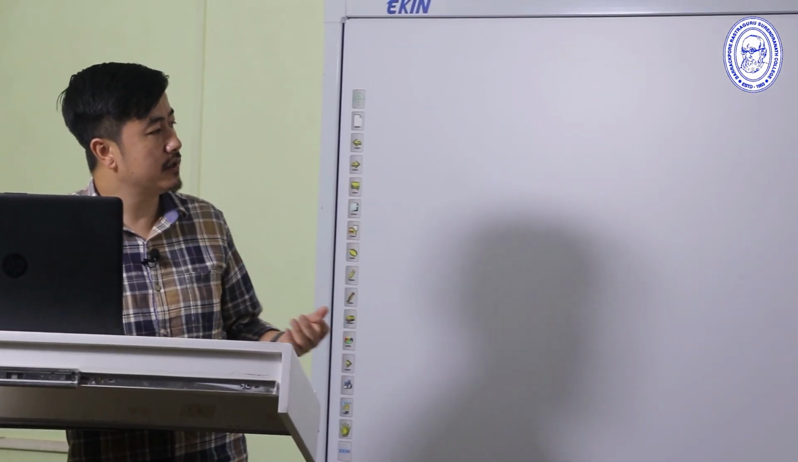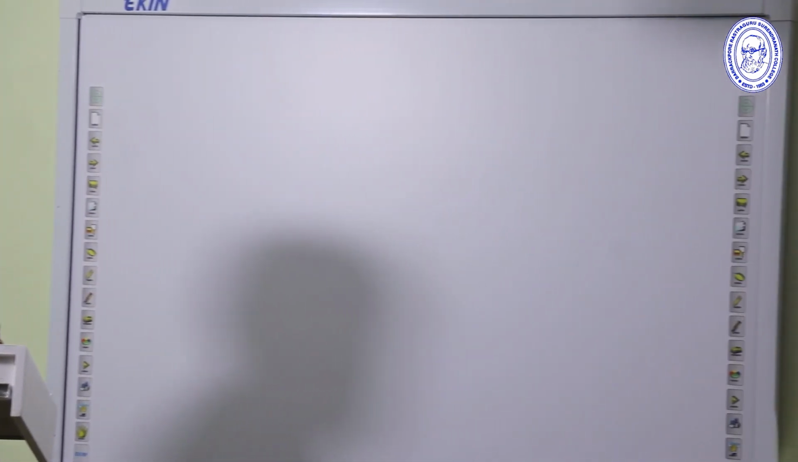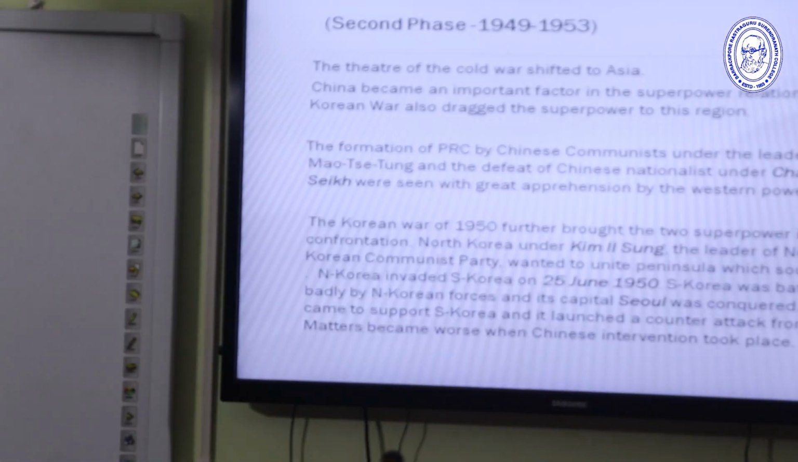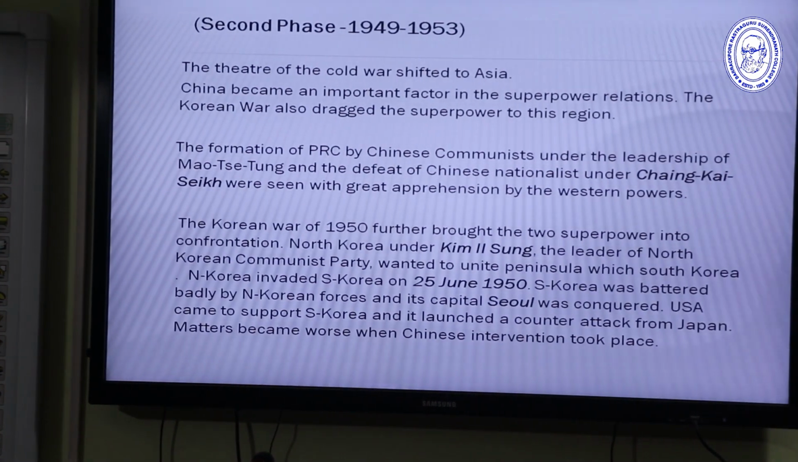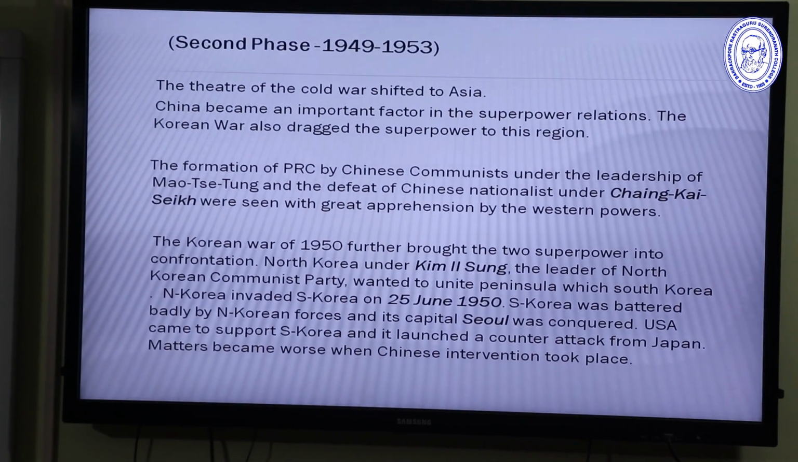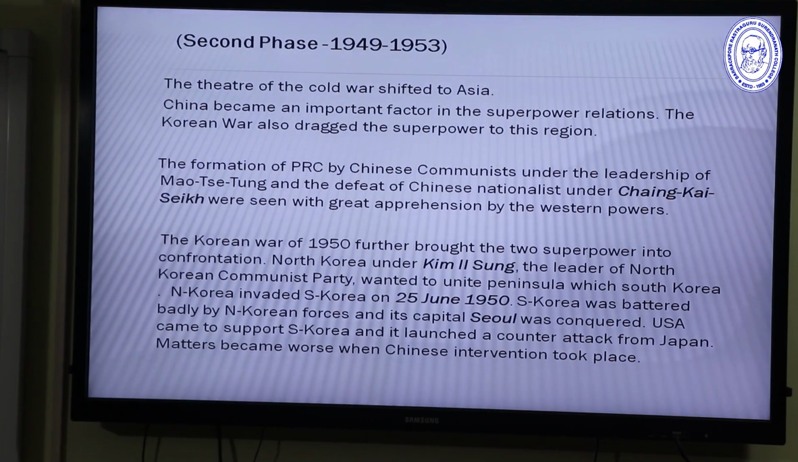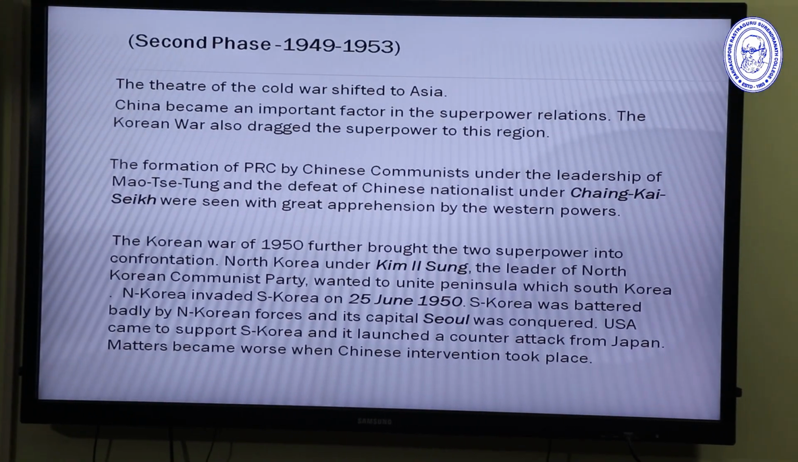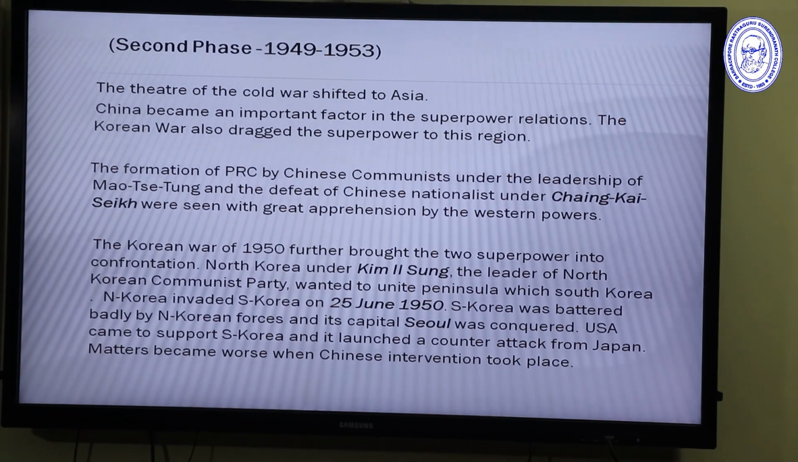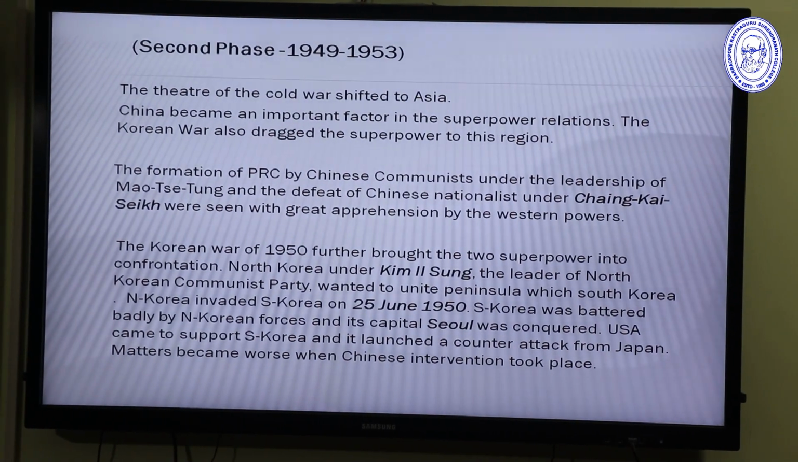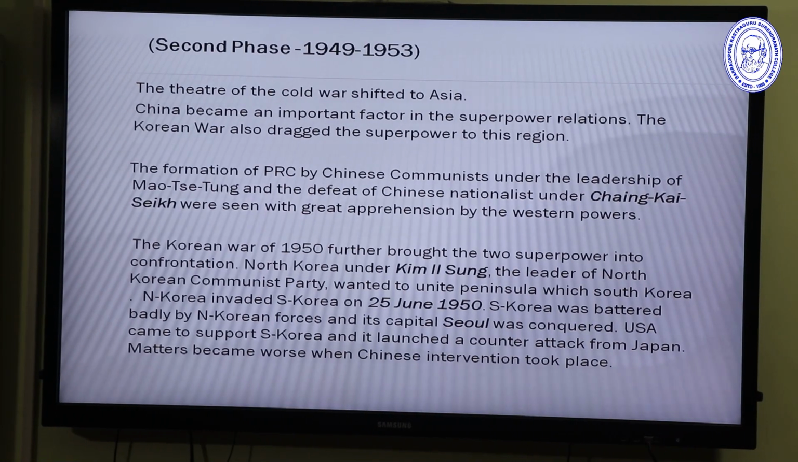Here it was not the United States of America versus the Soviet Union, rather it was the United States of America versus China, because China also became a communist country. And if you look at the geostrategic location, China is closer to North Korea. So lots of help and aid was received by the North Korean army from the Chinese government, isn't it? So we can see a shift of theater from Europe to Asia in the second phase, 1949 to 1953.